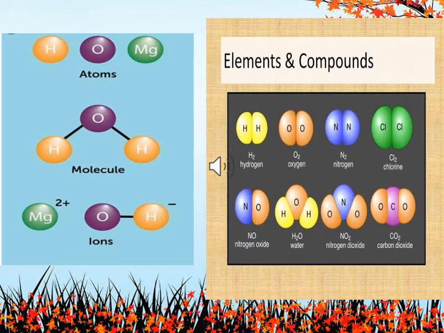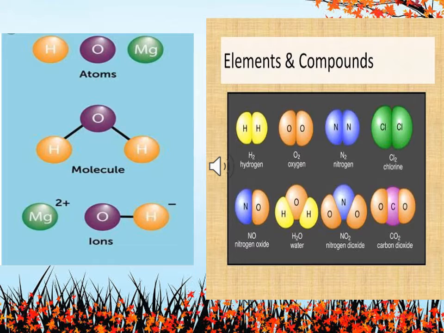So what are those? Atoms are the smallest particle of an element which cannot exist independently. Then molecules are the smallest particle of a substance which can exist independently and also retain the characteristic features of that substance. And ions are atoms or a group of atoms which has a charge in it due to loss or gain of electrons.